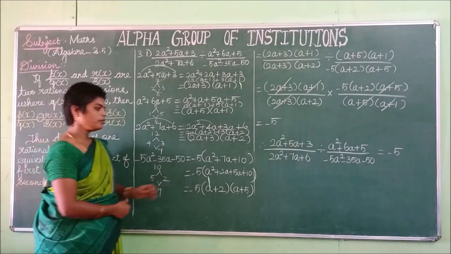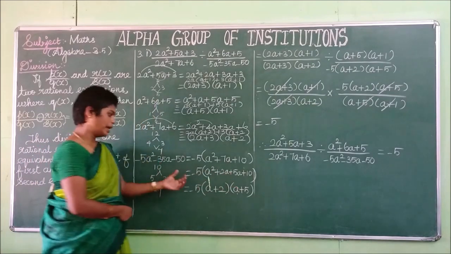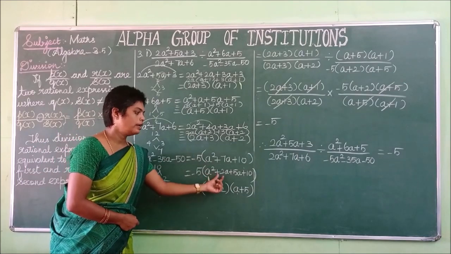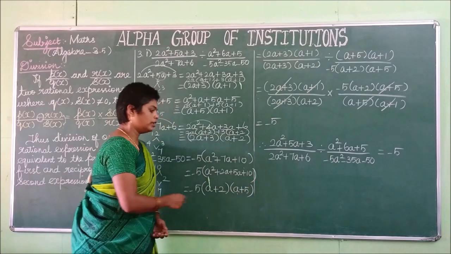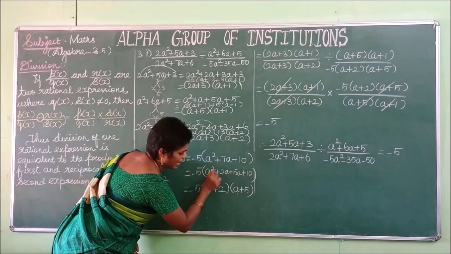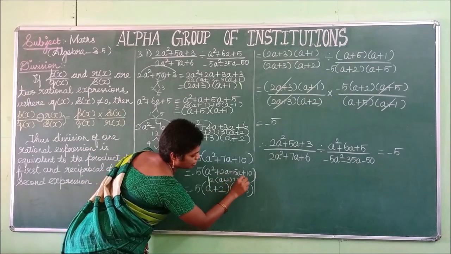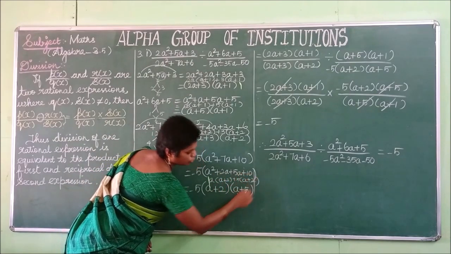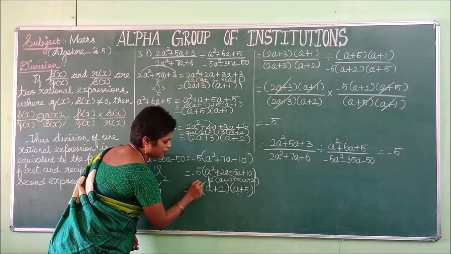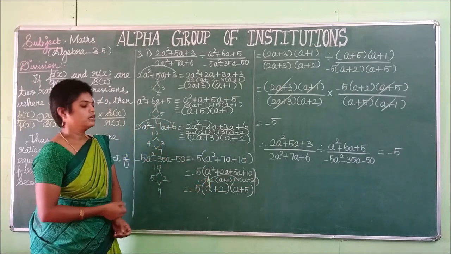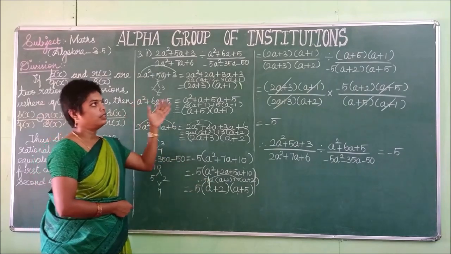5 into 2. Then the 7a can be rewritten as 2a plus 5a. So minus 5 into a squared plus 2a plus 5a plus 10. Then from these we can take a as common, which means what are the remaining terms? a plus 2. Here if we take 5 as common, what are the remaining terms? a plus 2. a plus 2 is common. Remaining term is a plus 5. Here minus 5 is outside. We found all the factors of the given expressions.